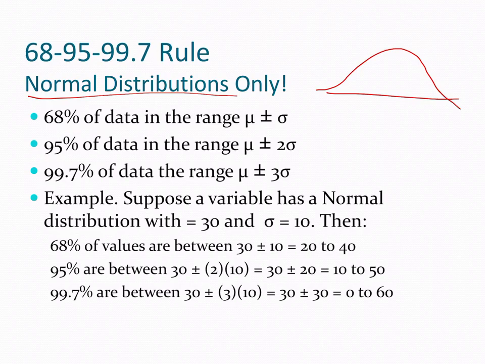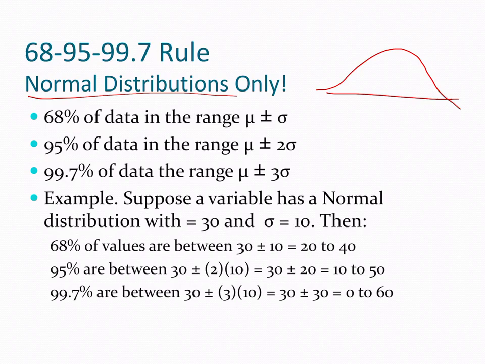What this rule states, and this is the rule that we will use, we won't be using Chebyshev's rule, I'll go over that in the next slide, but we won't be using that rule, I'll explain it. But the 68, 95, 99.7 rule is the one we use. And with that, we can tell a lot about data.